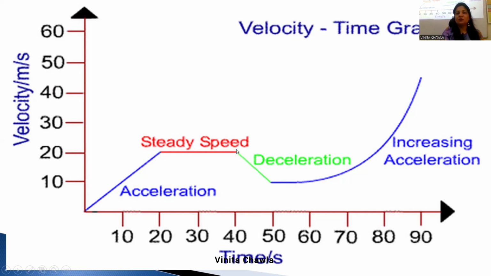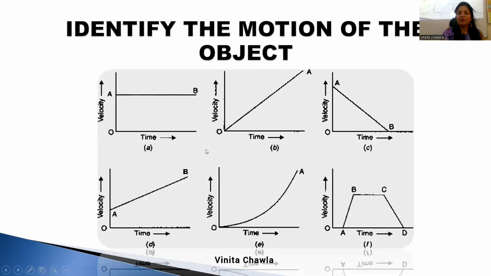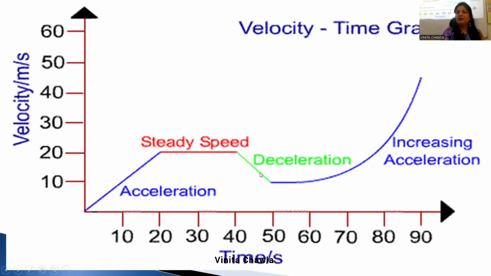Earlier, its velocity was 20 meter per second. Now its velocity is 10 meter per second. So it is decelerating, it is retarding, its velocity is decreasing and uniformly decreasing. This is uniform acceleration, blue line. And then this red line is uniform speed. And then we have this green line, it shows uniform retardation. And then we have this curve from 50 seconds to the next, this 90 seconds. We have this curve, and this shows increasing acceleration.